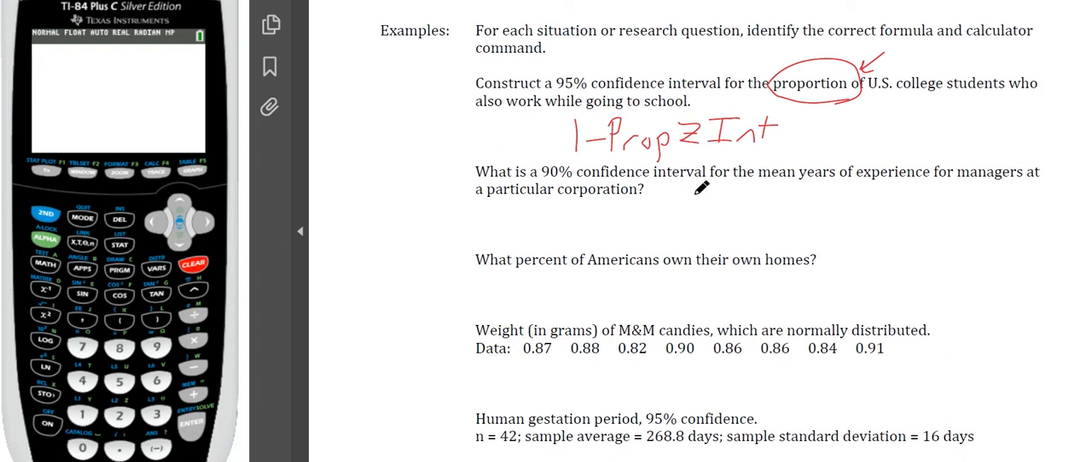What is the 90% confidence interval for the mean? Again, done. I don't even need to know the context to know what I'm working with. This is going to be t-interval. Again, assuming that I meet the conditions.